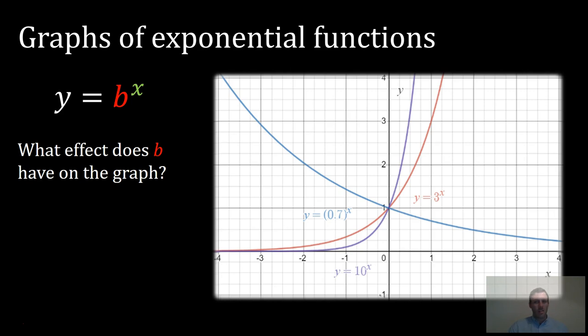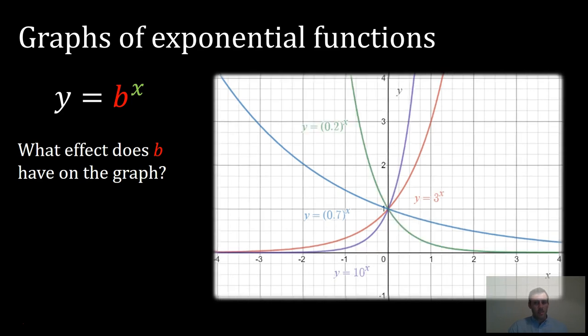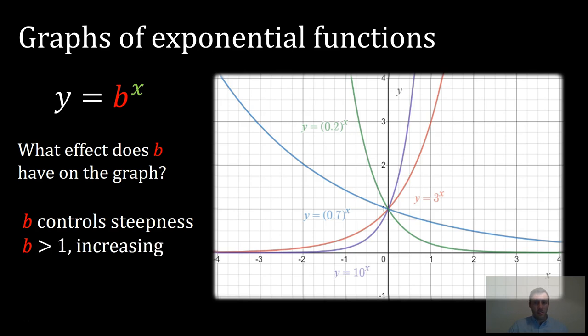However, this time the graph is decreasing. Finally, let's consider y equals 0.2 to the power of x. The y-intercept is still 1, the horizontal asymptote is still y equals 0, and the graph is decreasing again. The y-intercept is 1 for all of these equations, the horizontal asymptote is y equals 0, and b controls how steeply the graph increases or decreases. If b is greater than 1, the function is increasing.